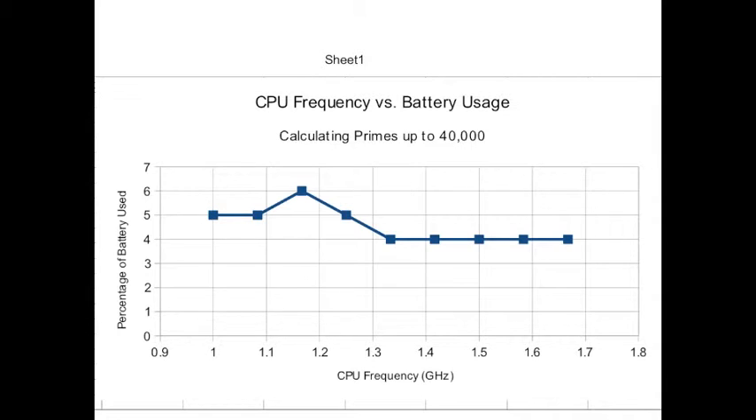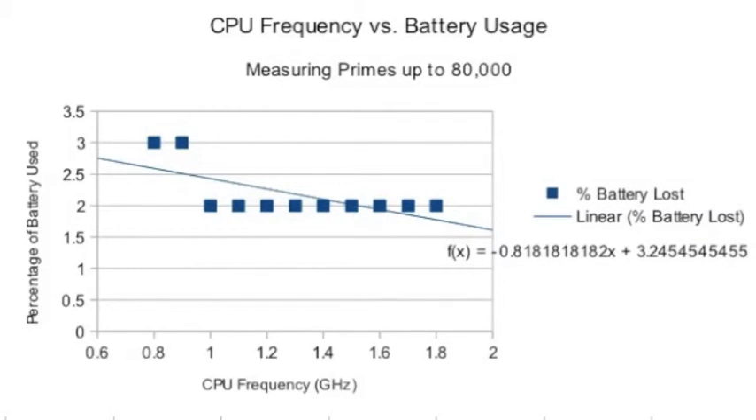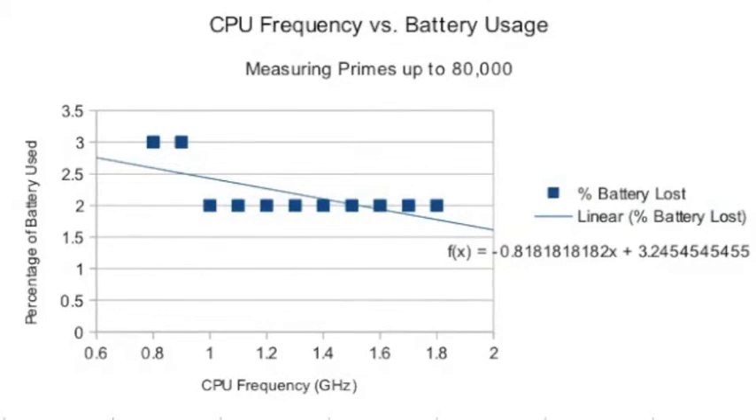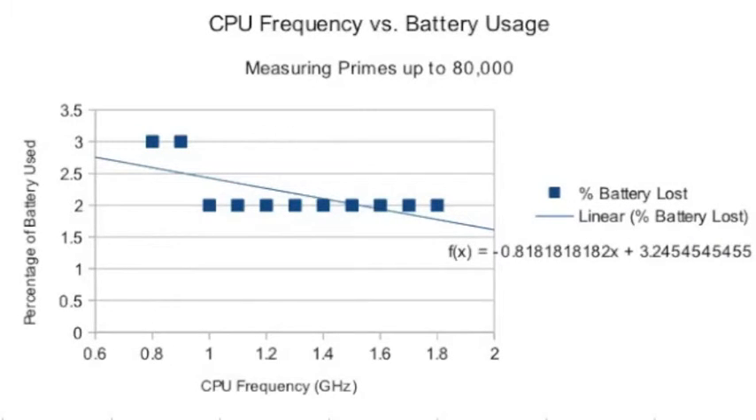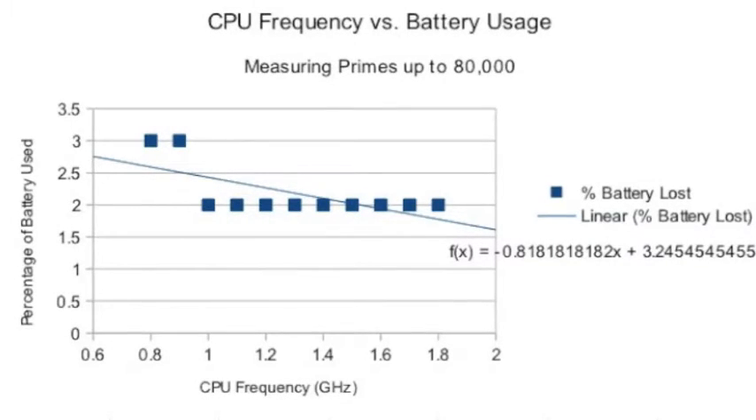So when you look at our second set of data, our stress test was calculating primes up to 80,000, so we just increased the load on the computer. Again, we found the pattern of the lower the frequency, the greater percent of battery used. Running your CPU at 0.8 gigahertz to calculate the 80,000 primes takes up 3% of this particular computer's battery. It dropped down to 2% by 1 gigahertz, and stayed there up until 1.8 gigahertz.